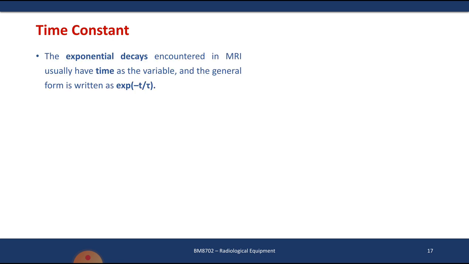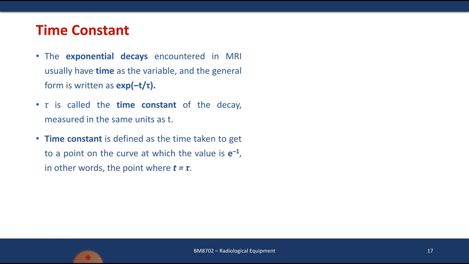In an exponential function you have something called a time constant. The time constant is usually written as exponential minus t by tau. So that tau is your time constant. In exponential decay, which is very common in your MRI system, this time constant is defined as the time taken to get to a point on the curve where the value is e power minus 1. So when t is equal to tau, that is where your time constant is defined.